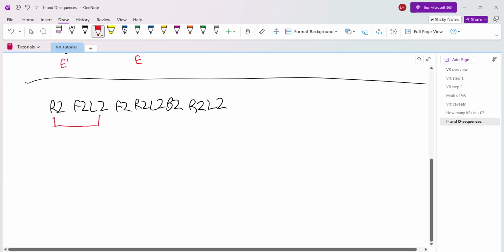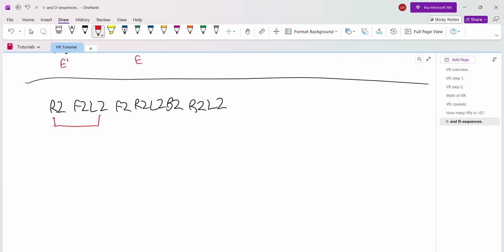Okay. And now this is either an I or D sequence, and we successfully broke off a piece from the sequence, and we can now treat the remaining in the same way. So in this case, we have F2, and we need to find either an F2 or a B2. The first thing we find here is a B2, and then here.